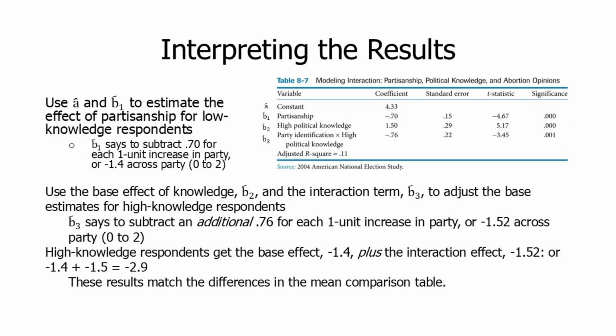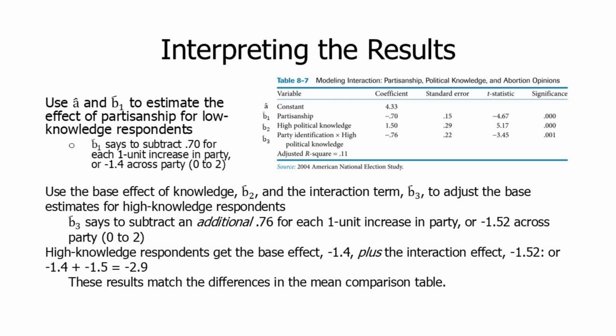Just to repeat, you use A hat and B1 hat to estimate the effect of partisanship for low knowledge respondents. B1 hat says to subtract 0.7 for each 1 unit increase in party, or minus 1.4 across the full range of party. So you subtract 0.7 as you go from Democrats to Independents, another 0.7 when you go to Republicans. So regression linearizes these differences.